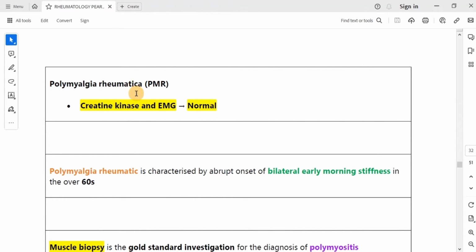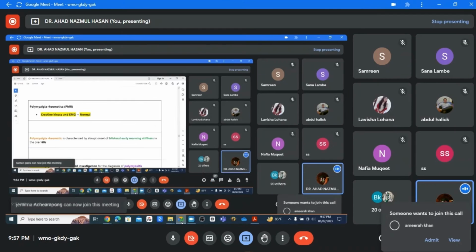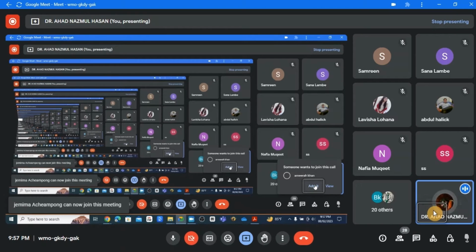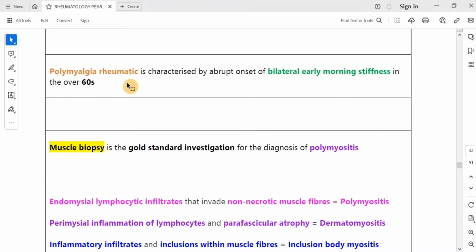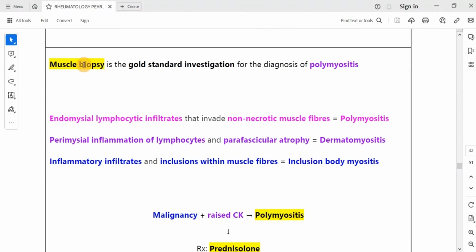The PMR, polymyalgia rheumatica, the creatinine kinase and EMG would be normal, and it will follow the ACR criteria of 50/50. Age of the patient should be greater than 50 and the ESR should be greater than 50. Polymyalgia rheumatica is characterized by abrupt onset of bilateral early morning stiffness in over the 60s. Muscle biopsy is the gold standard investigation for the diagnosis of polymyositis.